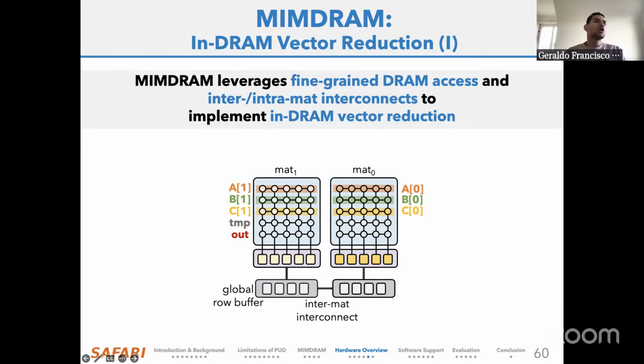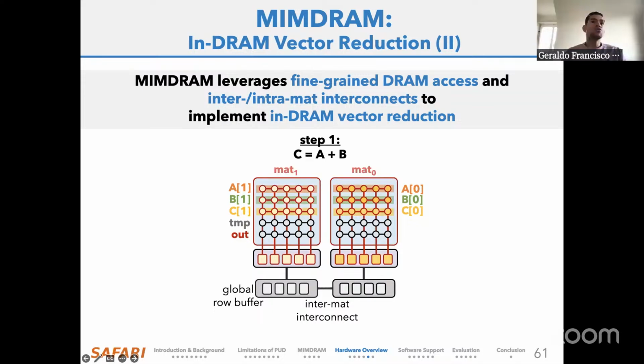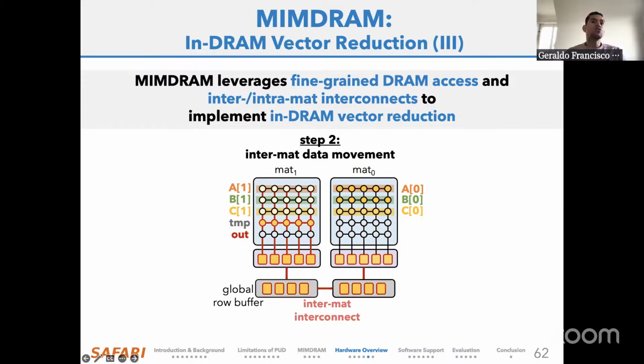We leverage the intra- and inter-MAT interconnects to implement in-DRAM vector reduction in three steps that implement a reduction tree. Let's assume that we want to sum all of the elements of two vectors into a single element. We use two DRAM MATs in this example. To do so, we first compute the target process using DRAM operation on both data elements. Then we move the results of the first computation in the first DRAM MAT to the second DRAM MAT via the inter-MAT network. Once the data from the first MAT is in the second MAT, we can once again compute the reduction step using only the second MAT.